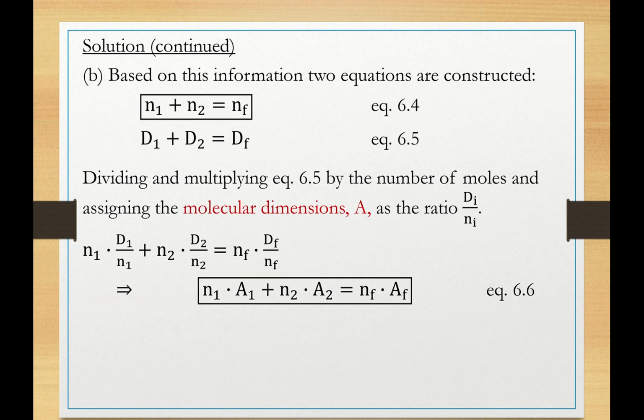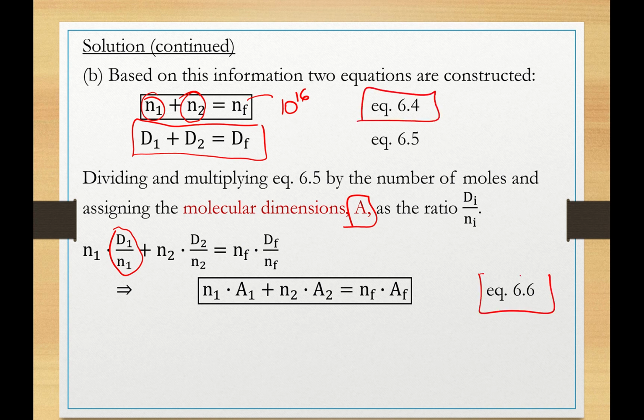So our first equation involves the first type of variable, which is the number of moles of cholesterol and the number of moles of DOP that are combined to 10 to the 16 number of molecules. The second type of variables involves the surface area occupied by these molecules. Not the molecular surface area per molecule, but the total surface area when you combine these molecules. Now, when I divide this dimension, this D, over the number of molecules, I get actually the molecular dimension A. So that's the rate in this case. So I have equation 6.4 as my first equation, and equation 6.6 as my second equation.